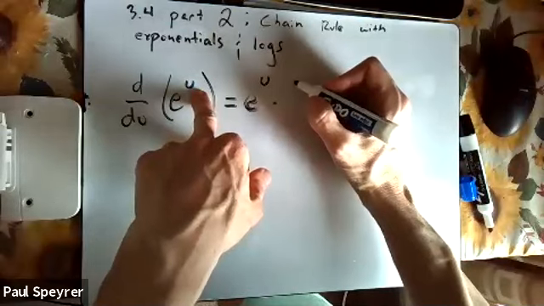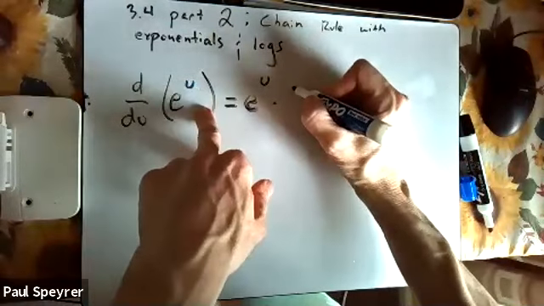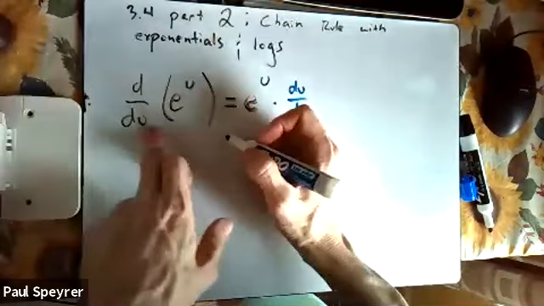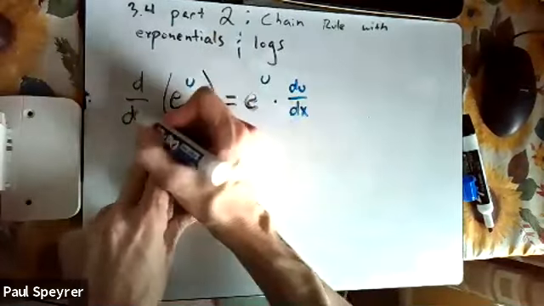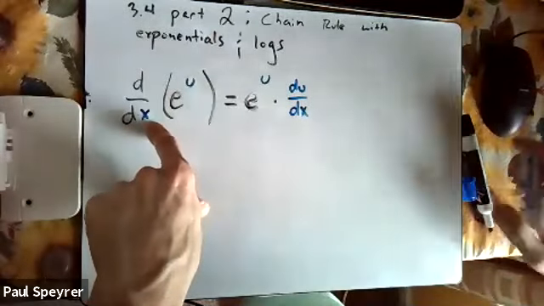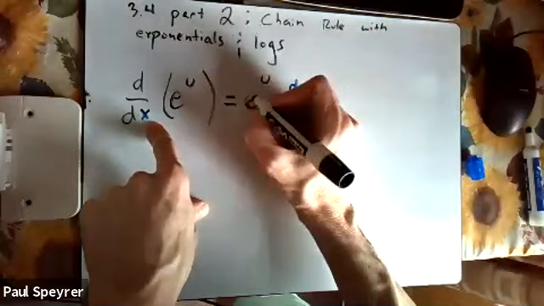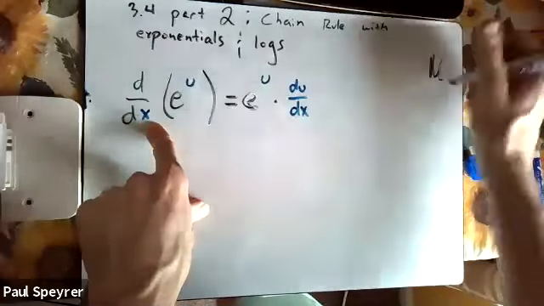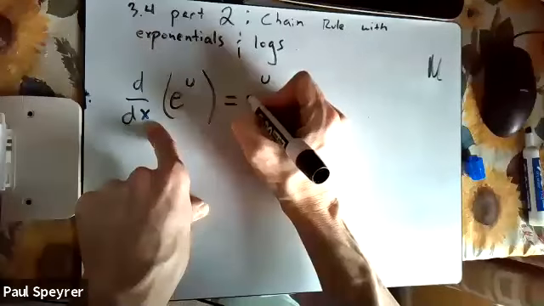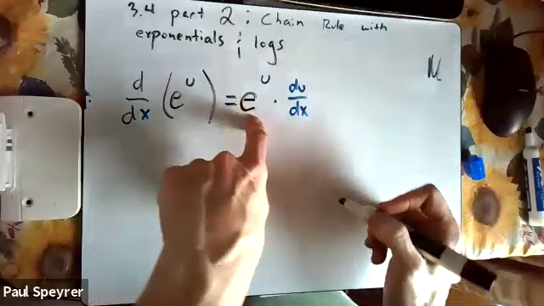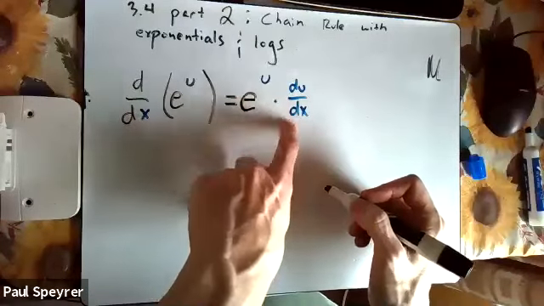So it's going to be du dx. Slight change right here. Change this to d dx because we're still deriving with respect to x. Okay. There we go. So e to the u times du dx.